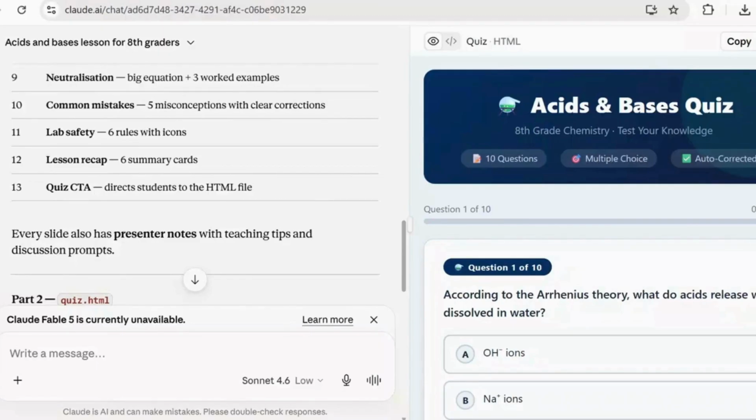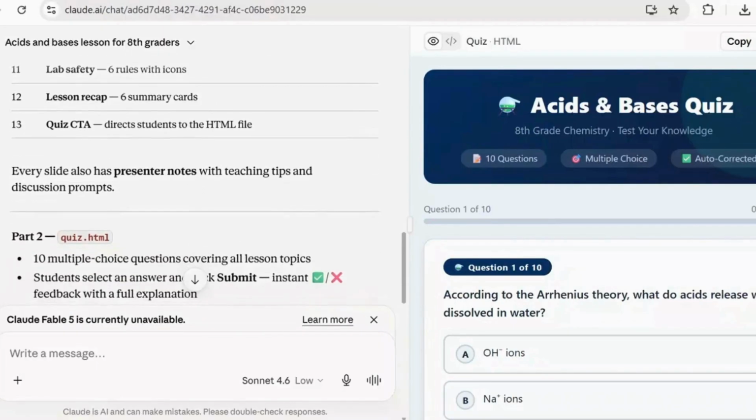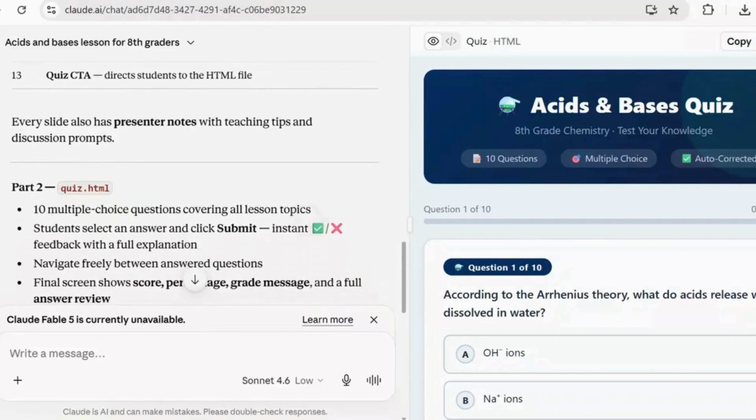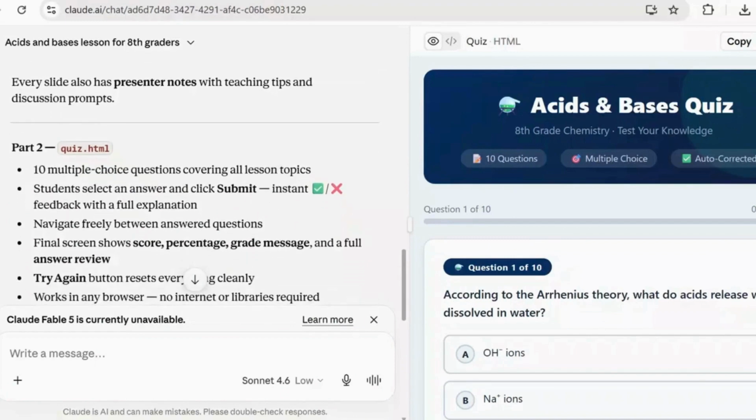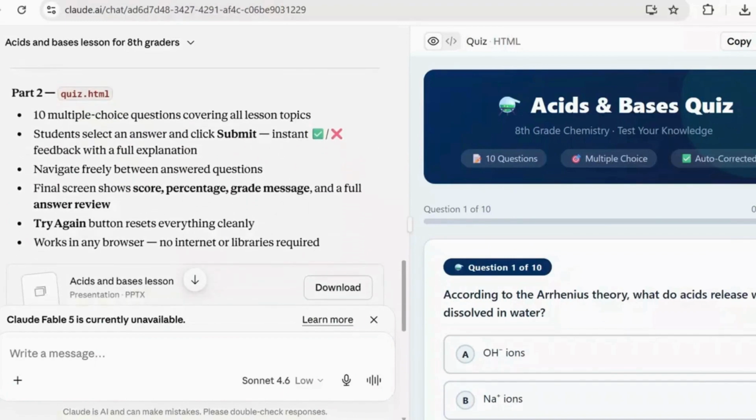You have the common mistakes as required. You have the lab safety rules with icons. And you have a lesson recap with 6 summary cards. And you have a quiz CTA to direct student to the HTML file.